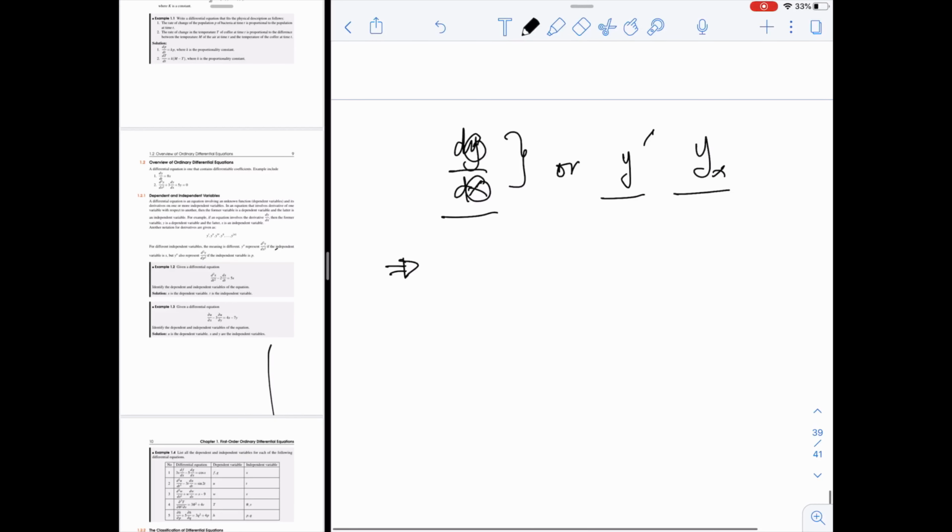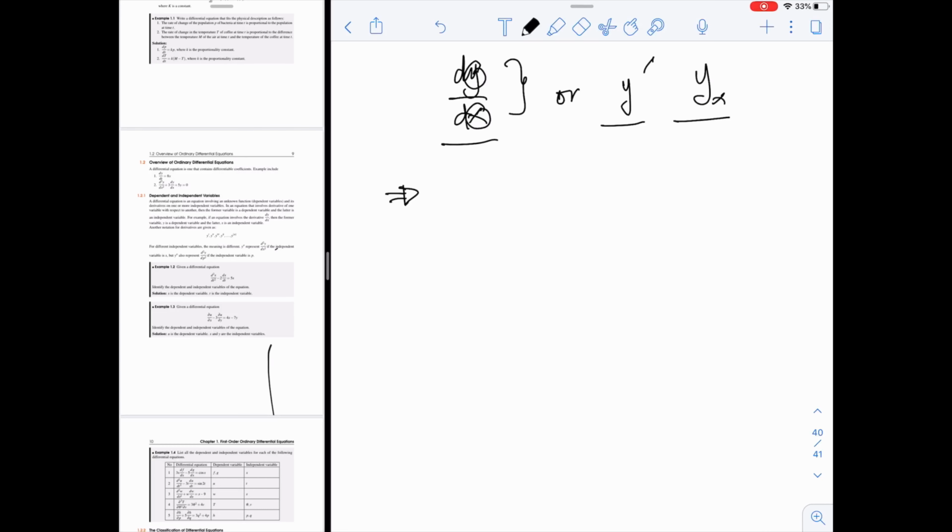In other words, we can read this as differentiating y with respect to x. Now we would like to understand which one is the dependent and which one is the independent variable. If you are given an ordinary differential equation, for example d squared x/dt squared minus 2 dx/dt equal to 5x, the problem is to identify which one is the dependent and independent variable of the equation.